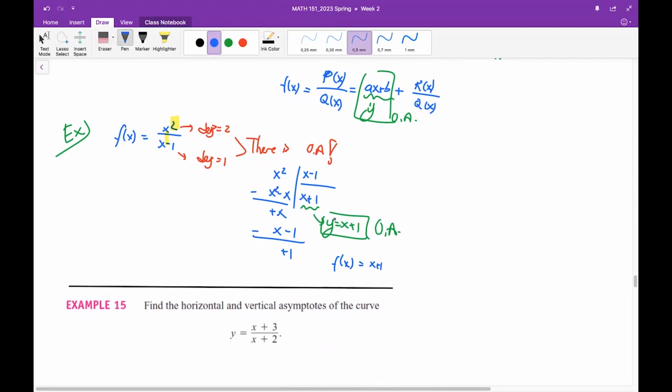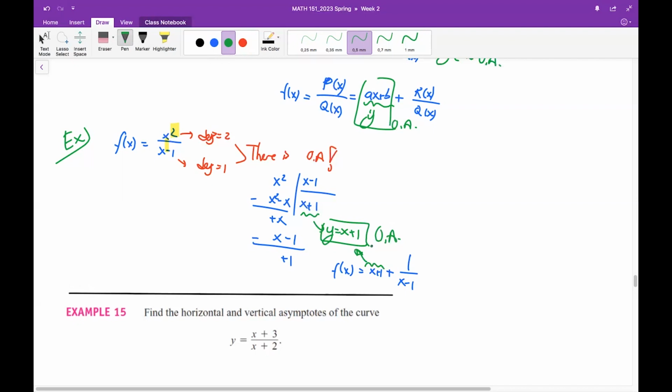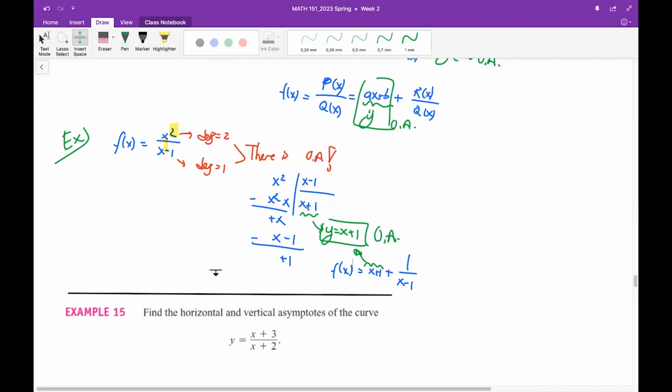Okay, so I can write it as this part plus remainder over this part. And this is the oblique asymptote part. Like that, y equals x plus 1 is the oblique asymptote of this function.